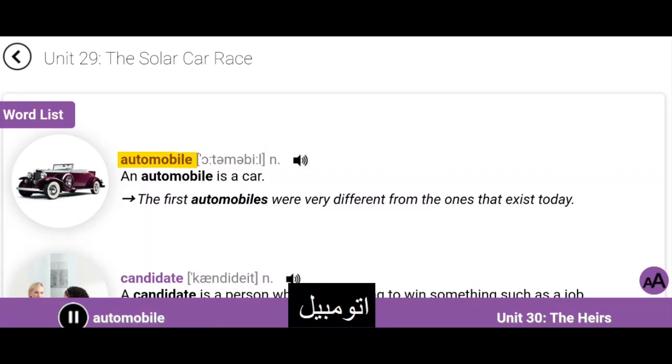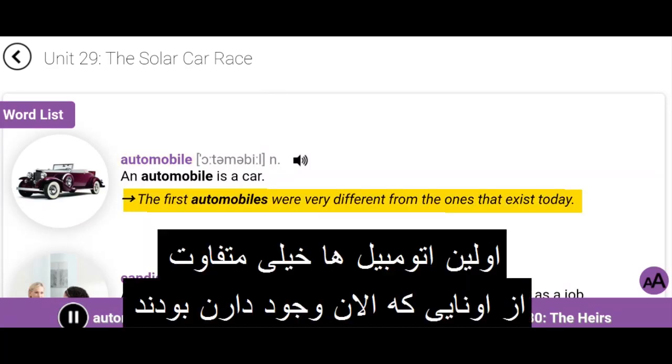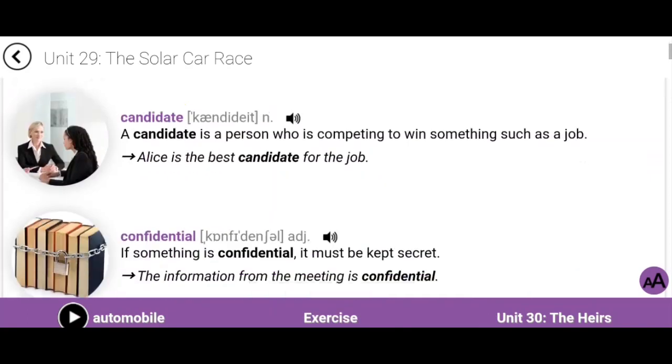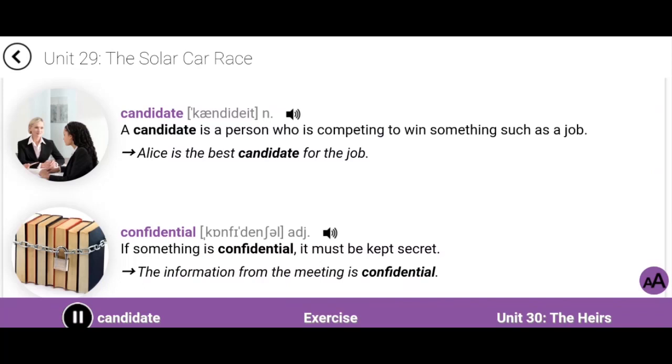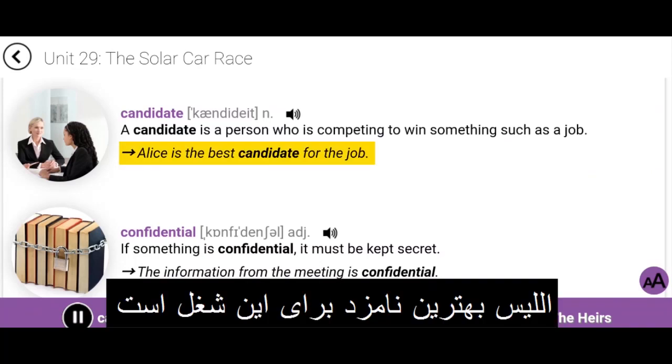Automobile. An automobile is a car. The first automobiles were very different from the ones that exist today. Candidate. A candidate is a person who is competing to win something, such as a job. Alice is the best candidate for the job.